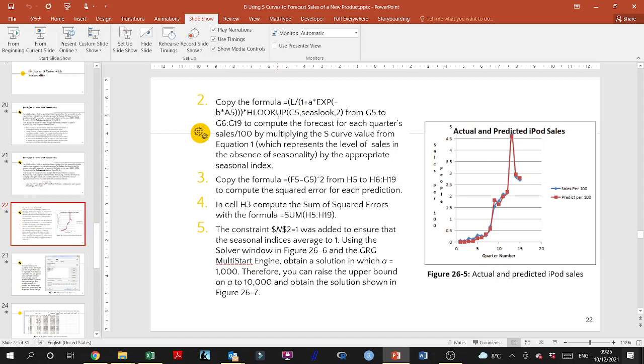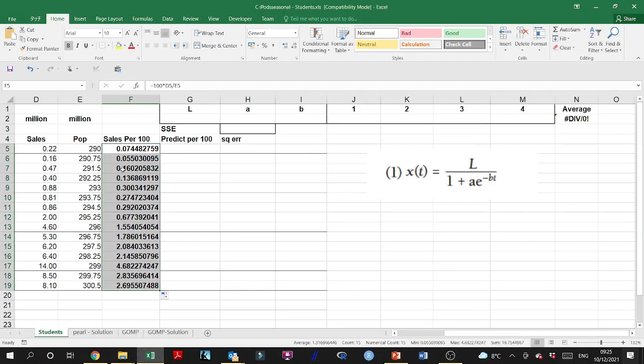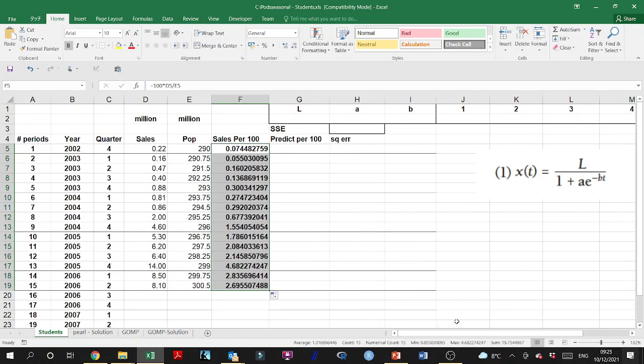So now let's take a look at what we've really done. Here, we're going to put L over 1 plus A exponent minus B times the time period, times a horizontal lookup, so that we can look up the time period here. Of course, we have a time period, as you can see. I told you this, the cycle is repeated, and this is why we need the quarter.